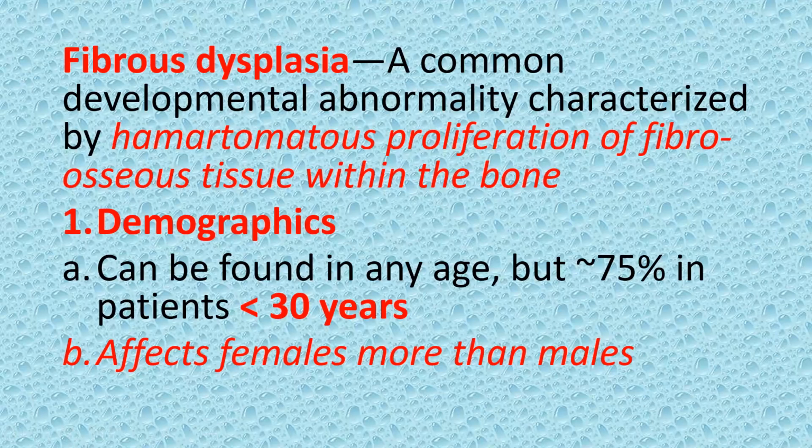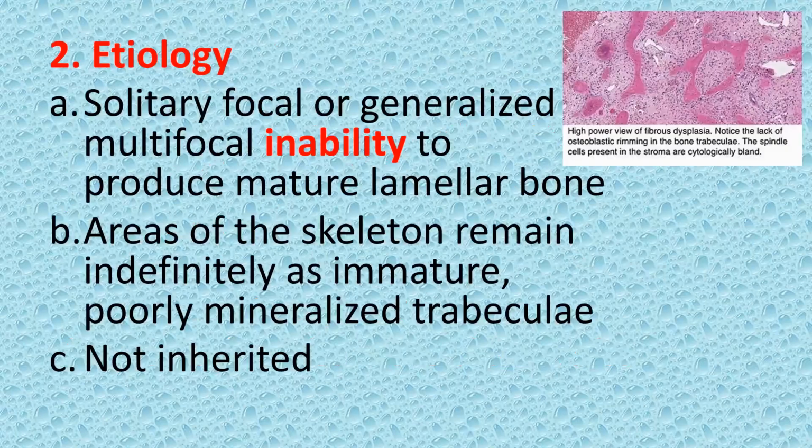Fibrous dysplasia is a common developmental abnormality characterized by hamartomatous proliferation of fibroosseous tissue within the bone. It can be found at any age, but approximately 75% are in patients less than 30 years. It affects females more than males. The etiology: it's a solitary, focal, or generalized multifocal inability to produce mature lamellar bone. I mentioned that the osteoblasts are not normal.